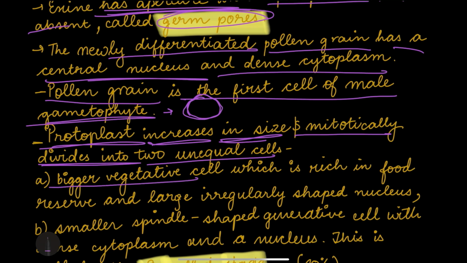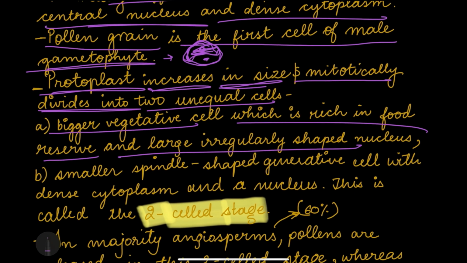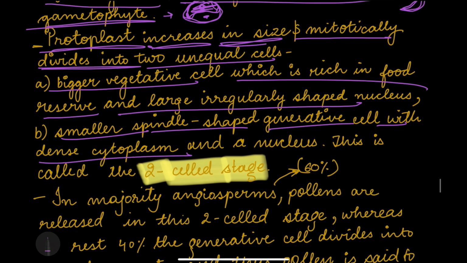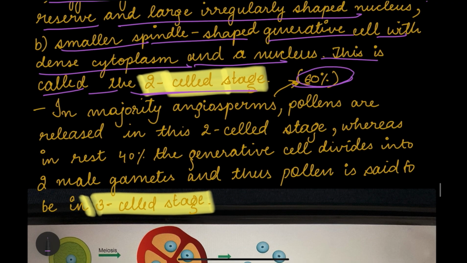The bigger vegetative cell, somewhat like this division occurs. This is the vegetative cell and this is the generative cell. Okay, rich in food reserve and large irregularly shaped nucleus. They have a single nucleus which is large and irregular in shape. Smaller spindle shaped generative cell with dense cytoplasm, because it is smaller in size, so the cytoplasm is dense, it comes together. Okay, and a nucleus. This is called the two cell stage. In majority of angiosperms, that is 60% angiosperms, pollens are released in this two cell stage.